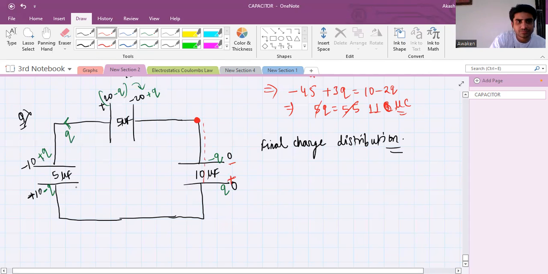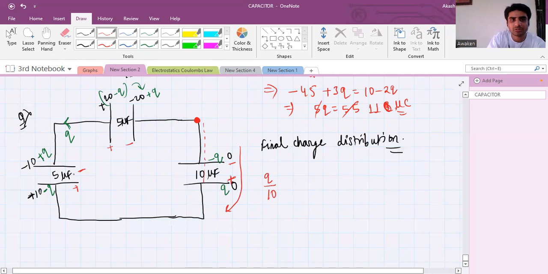And for this one, this was the positive plate, this was the negative plate. For this one, positive plate, this was negative. Okay, understood? So when I pass from here, what will I write? Minus 20 plus Q by 10. Q by C, right?